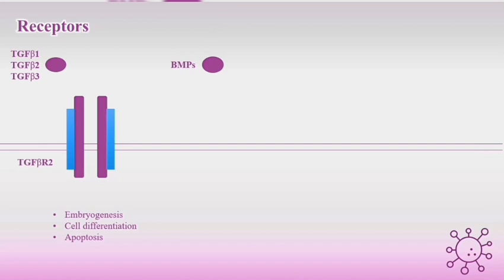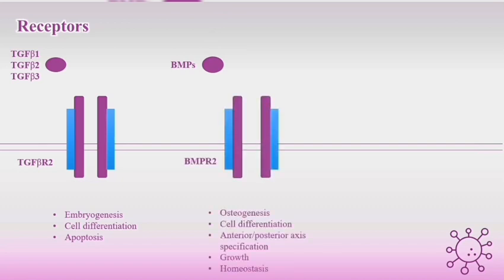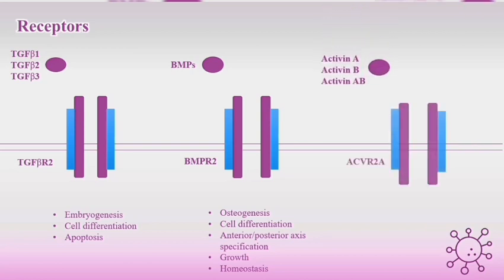The BMPs bind to the BMPR2 receptor and are involved in osteogenesis, cell differentiation, anterior-posterior axis specification, growth, and homeostasis. Activins bind to the ACVR2A receptor and are involved in processes such as embryogenesis, osteogenesis, and hormone regulation.